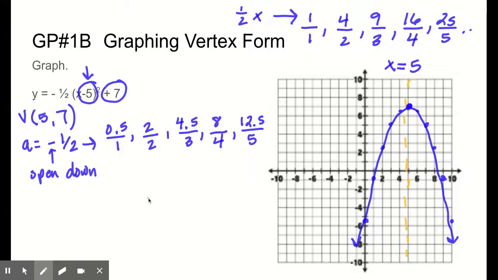So again, we want to talk about how this graph has transformed from the parent function. So the first thing we need to mention is that it is a reflection because this graph is opening down. This graph has been reflected across the x-axis. The next thing we need to talk about is the fact that the vertex has shifted from the origin. So we need to say that the graph has translated to the right 5 and up 7.